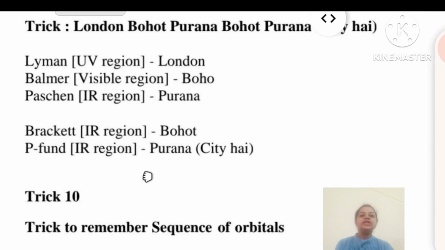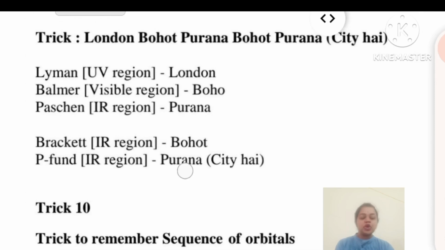You can remember this series as London बहुत पुराना city है. London is for Lyman, बहुत is for Balmer, पुराना is for Paschen, बहुत is for Brackett, पुराना is for Pfund. Lyman is UV, Balmer is visible. Other than that, Paschen, Brackett, Pfund are IR.